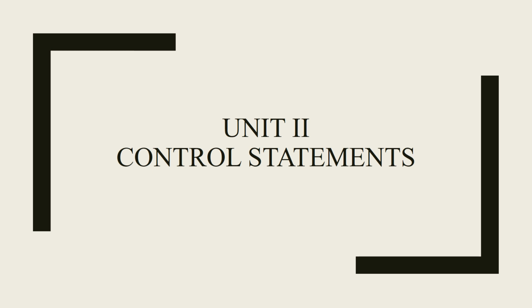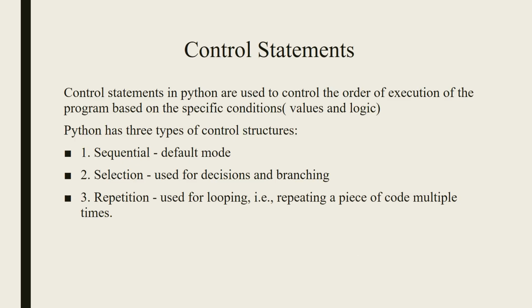Hello everyone, in this video I am going to be giving a detailed explanation about control statements. Control statements in Python are used to control the order of execution of the program based on specific conditions. In Python, there are three types of control statement.